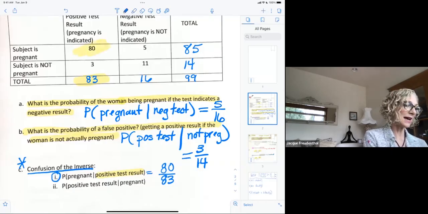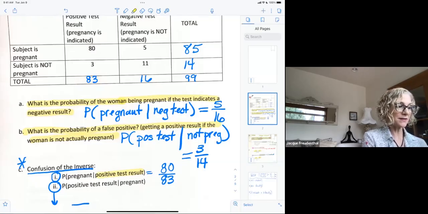Okay, let's look at part 2. Now we are looking at the probability of a positive test result given that the woman is pregnant. So I need to go to the total of women pregnant, which is 85.